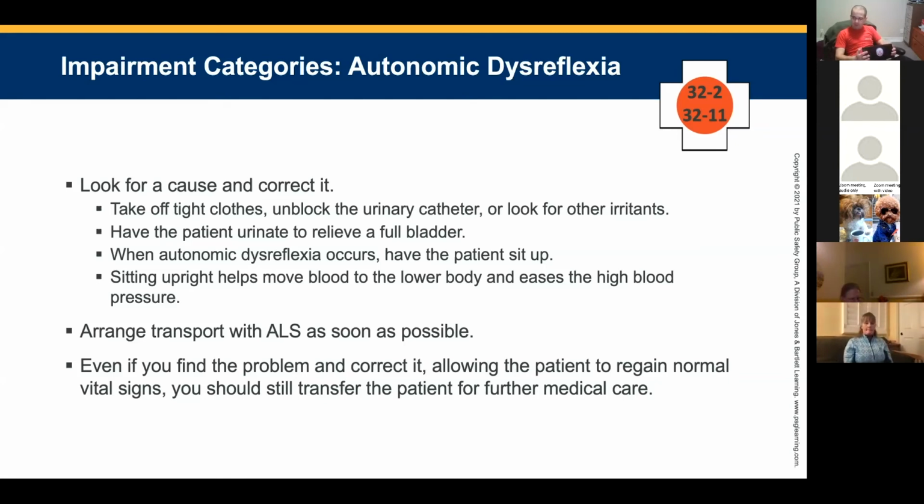And when it occurs, we want the patient to sit up. Sitting upright helps move the blood to the lower body and eases the blood pressure. If we do suspect autonomic dysreflexia, we want to arrange for ALS transport. And even if we find the problem and correct it, we want to allow the patient to regain normal vital signs, we should still initiate the transfer for further medical care.